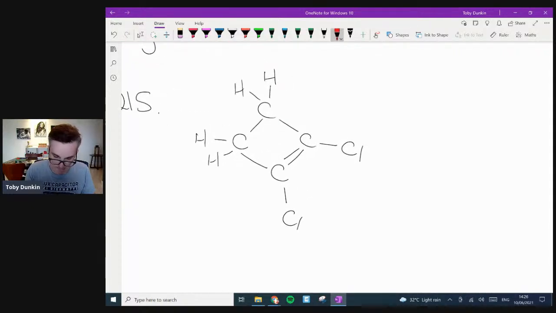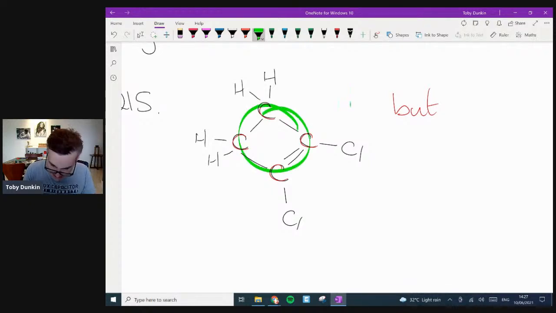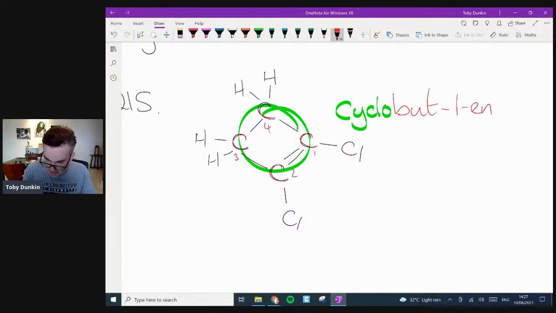So process, step number 1, longest chain is 4. So it's based on but. The next thing is, it is a ring. Let's do it as a ring. So that one's now definitely going to be cyclo. Next, the double bond is between carbons 1, 2, and 3. So it's going to be but-1-ene, cyclobut-1-ene.